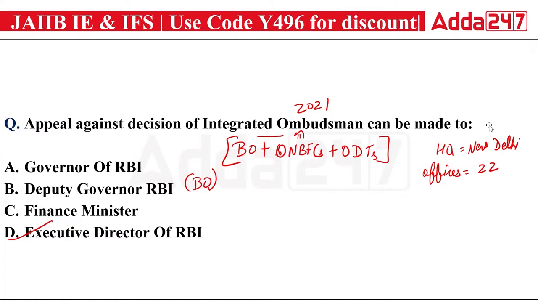Before going to the integrated ombudsman scheme, the same condition will apply. You have to go to your home branch and complain there first, and you have to give the branch 1 month. After that, you can go to the ombudsman and complain. And if you are not satisfied with the ombudsman, then you can go to the Executive Director of RBI. This is the right option: the Executive Director of RBI. You can appeal about the award that you have got in banking.